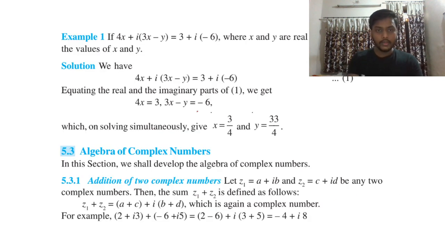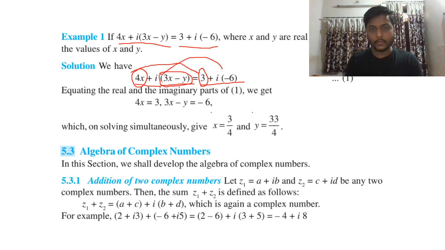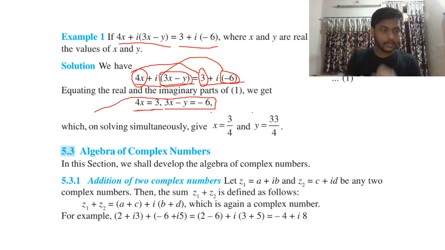Cool. So we have a question here: 4x plus iota times (3x minus y) equal to 3 plus iota times minus 6. When I'm saying that these two complex numbers are equal, what does it mean? It means their real parts will be equal, which means 4x will be equal to 3. Does that make sense to you guys? And similarly, 3x minus y, that is the imaginary part, will be equal to minus 6. That is what I have written over here: 4x equal to 3, and 3x minus y equal to minus 6. Are we clear with this, guys? Everyone, are you getting how we are doing these things?